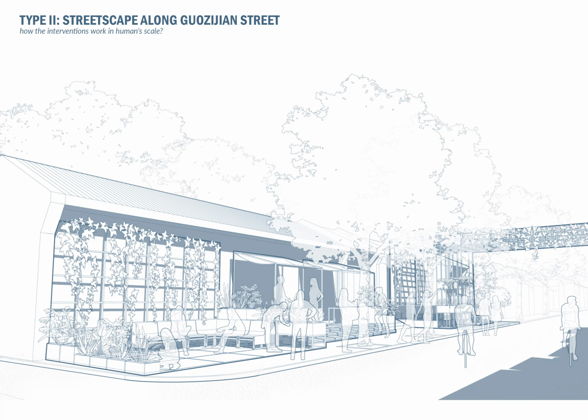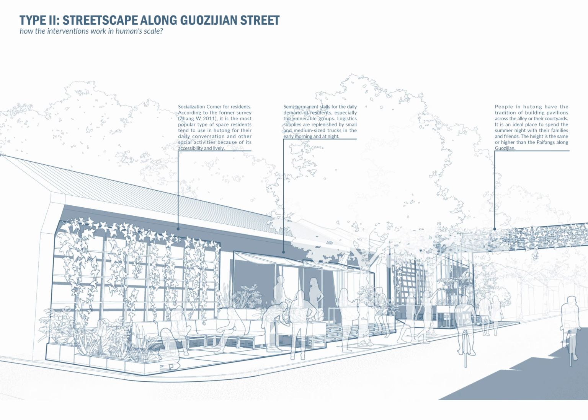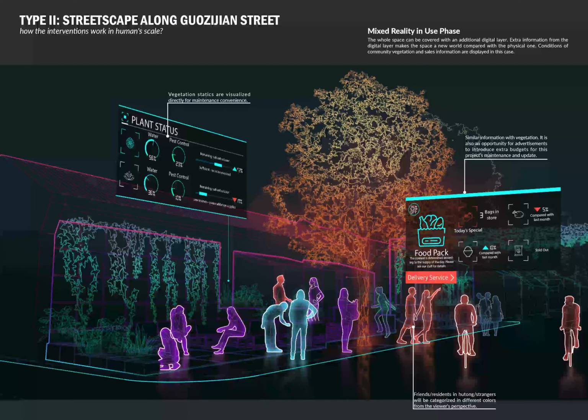The common space used to be parking areas returns to the Huayang community, and the temporary vendors ensure the daily supply convenience. The digital layer provides the statistics of the vegetation and the shopping information. People can click the button to see further details if they want.